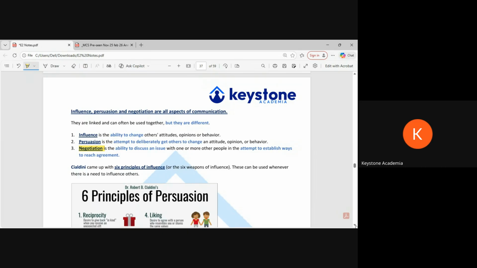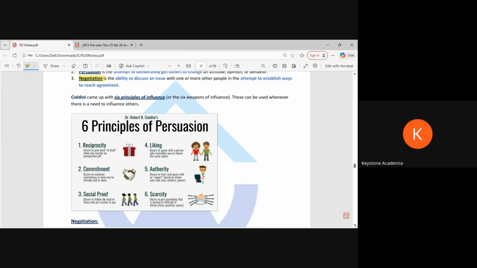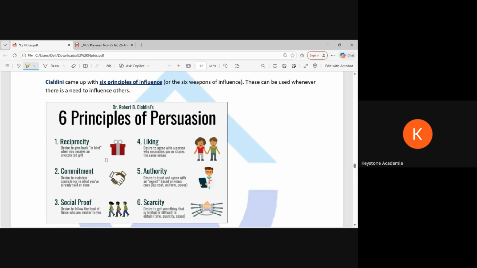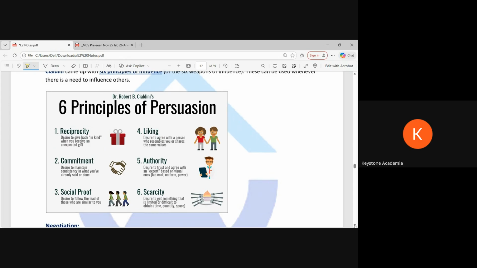Cialdini has come up with some influencing techniques, or we can also call it social engineering, how society operates. Another place where this is used is by hackers. Hackers also use this on social media to get us to click on certain links or malvertising and all.